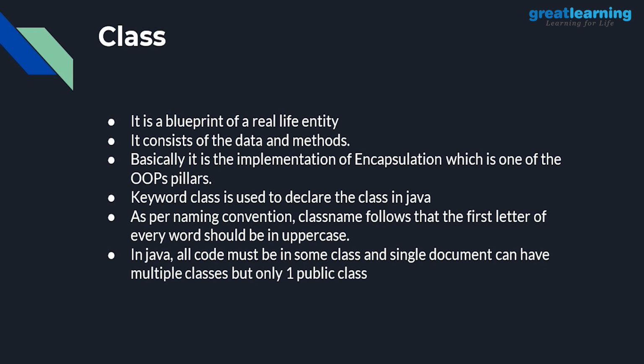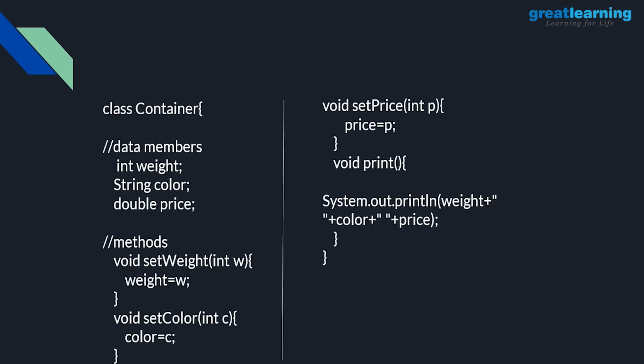Now let's first see how to write a class. Here's a class Container, right, in which we have data members and methods. Basically there are three methods in which we set a color, we set weight, we set price, and then in the print method we try to print all those things, right? There are a few data members and a few methods. Okay, so this is the class Container, right? This is the blueprint.